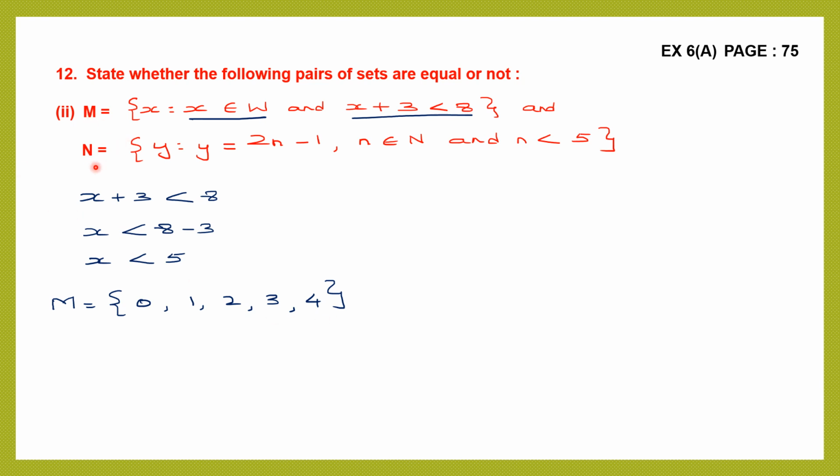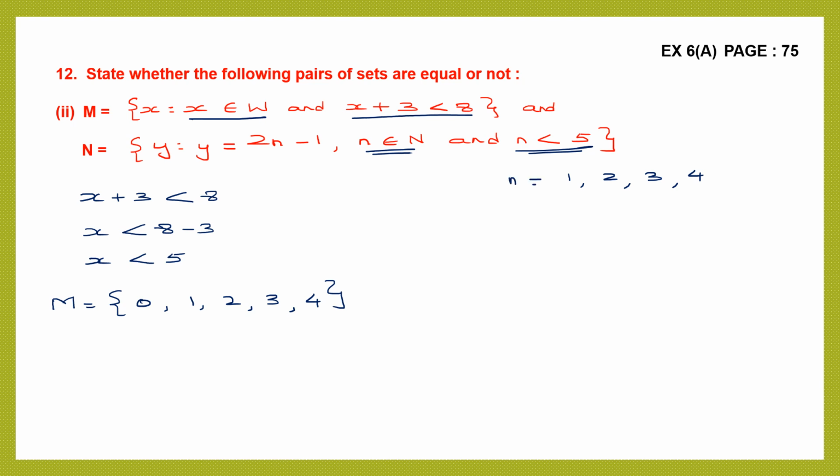Now let's find out the elements of set N. So here what does it say? Y is such that y is equal to 2n minus 1. So what is n? N belongs to natural numbers and n is less than 5. So what are all the numbers less than 5? Now because they are natural numbers and less than 5, it will start from 1. So 1, 2, 3 and 4. These are all the numbers less than 5. So keep this in mind.